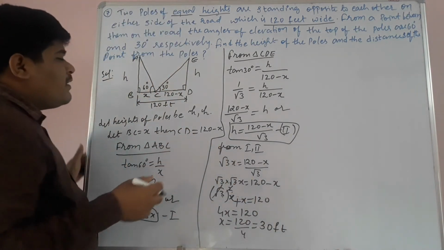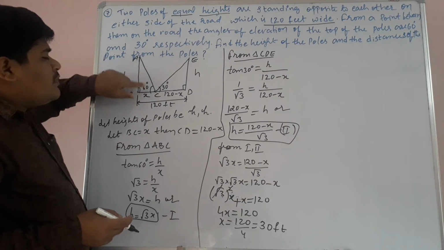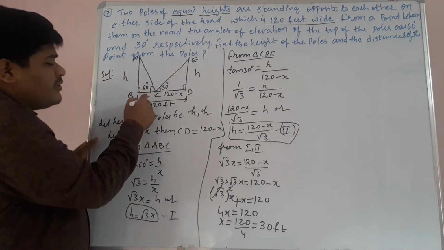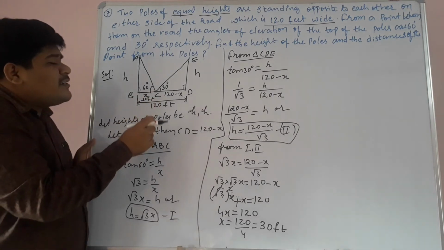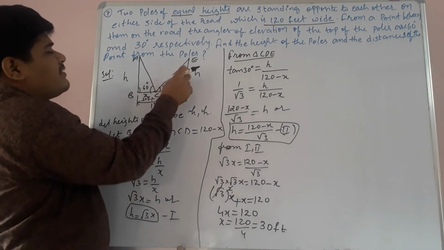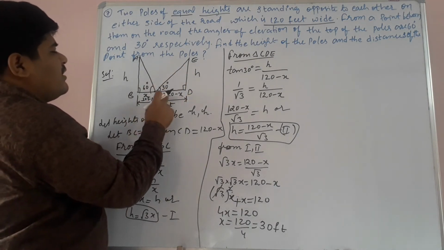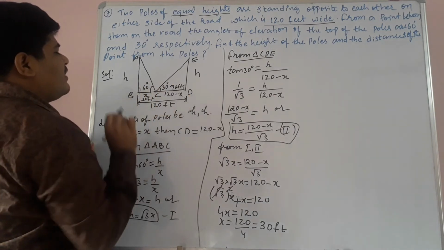Means children, from the first pole to that point the distance is what? X value, 30 feet. And what is the distance between the point and the second pole? 120 minus 30. So 120 minus 30 is how much? 90. So this is 90 feet, this is 30 feet.